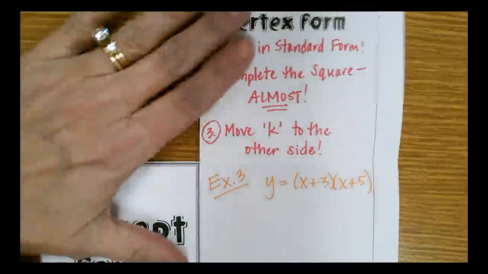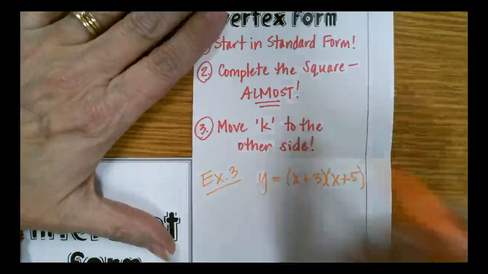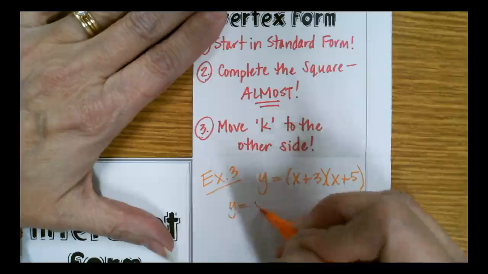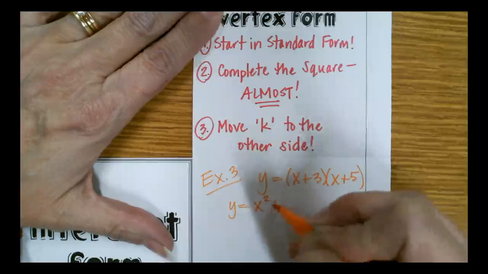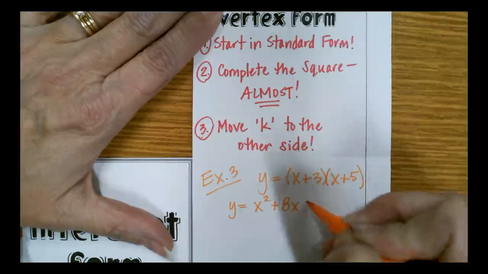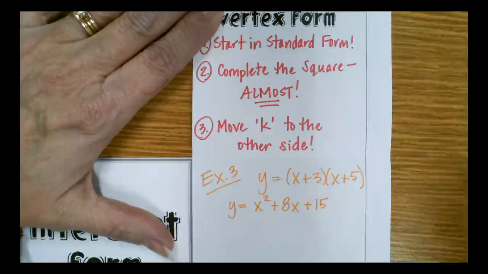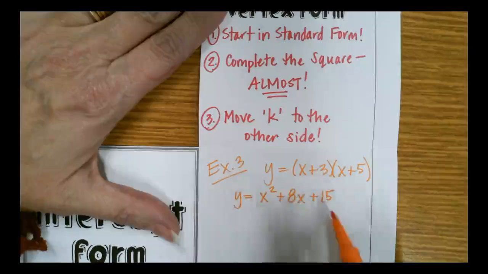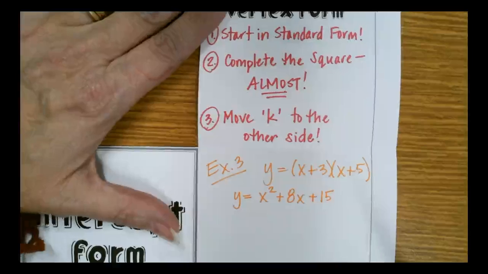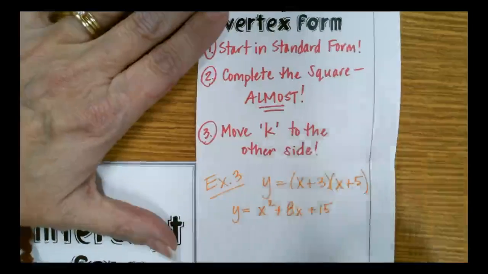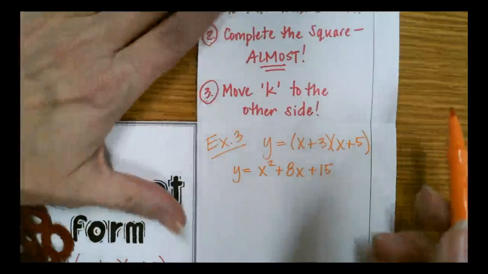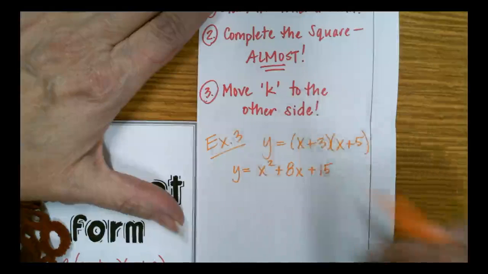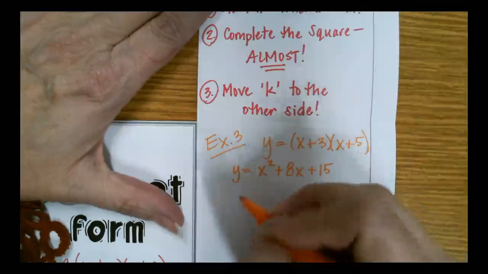So to go back over here, I need to multiply the binomials together. So that's going to give us x squared plus 8x plus 15. I don't have a GCF and I don't have any like terms, so now I know I'm in standard form. All right, step 2, complete the square almost. So here we go. I'm going to ignore this y for a little bit and just work with completing the square here.